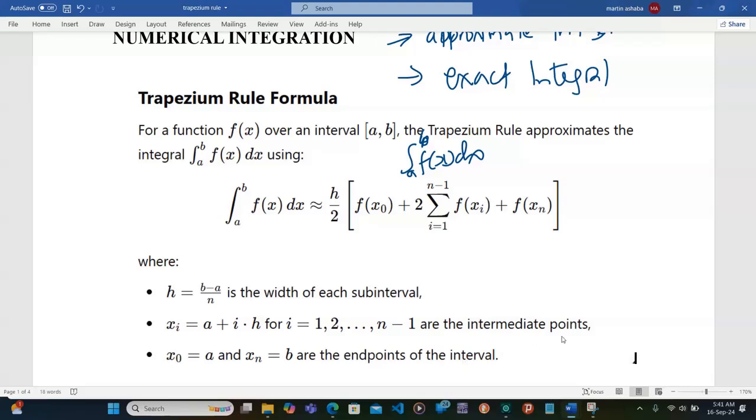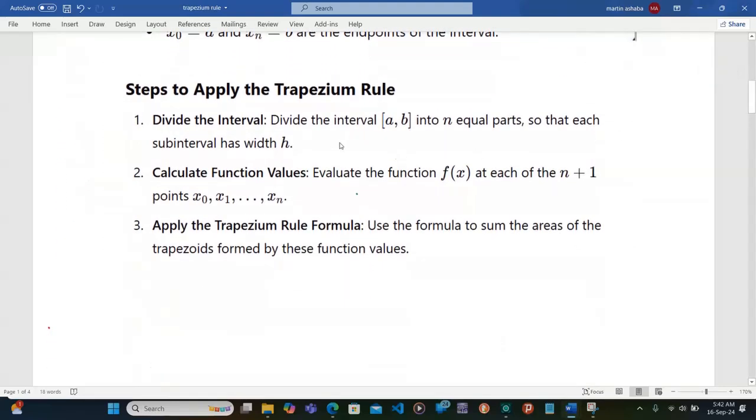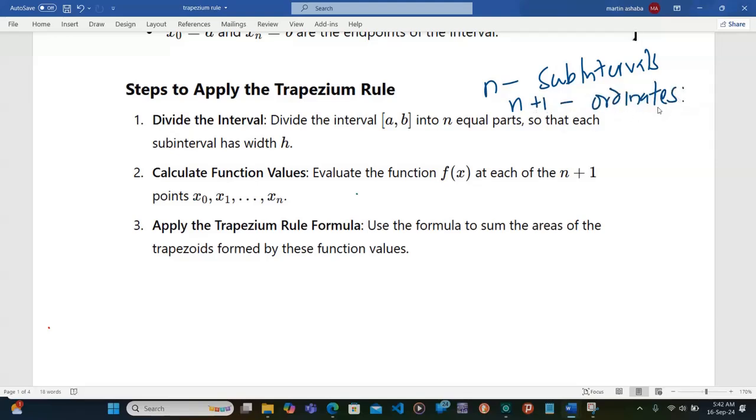Then the xi are called the intermediate points, x naught is equal to a, and xn is equal to b are the endpoints of the interval. So that means this is going to be the integral from x naught to xn of f of x dx. The steps to apply this: divide the interval into n equal parts, and n is what we call subintervals. Now n plus 1 are called ordinates.